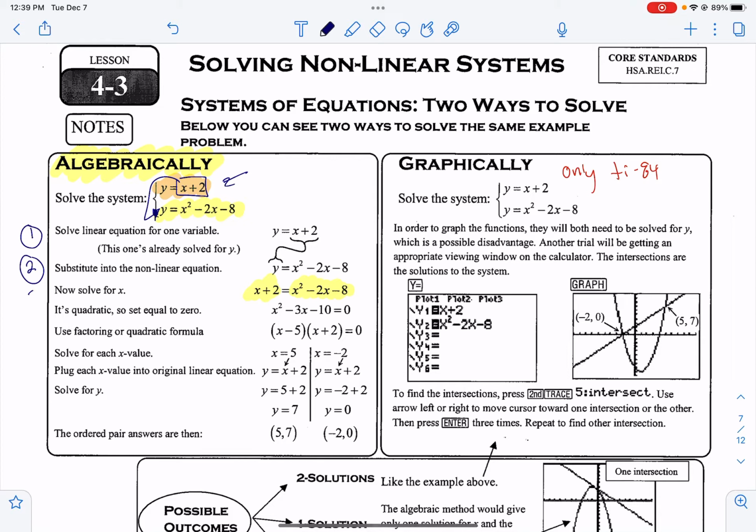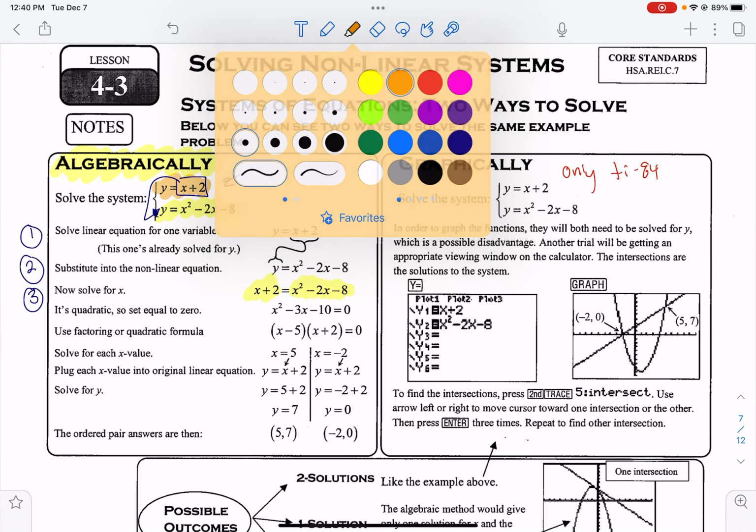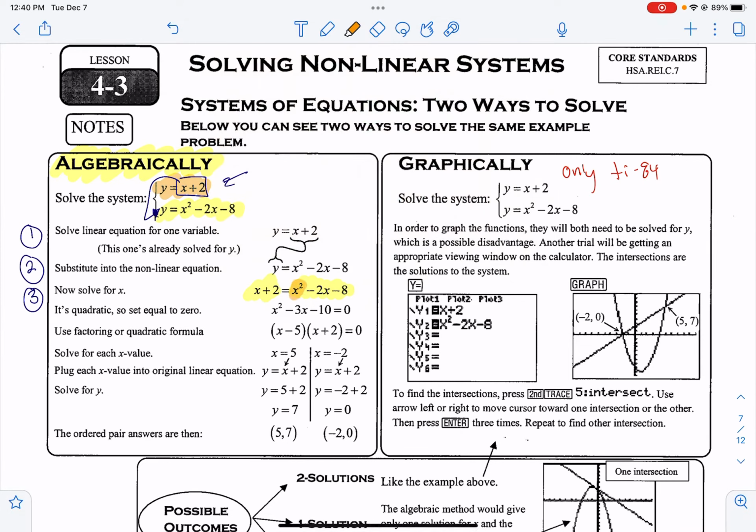Okay, step 3 is to solve for x. My problem is I have an x squared involved, which is going to happen on pretty much every problem in this lesson. You are going to have an x squared. So we have to solve this like a quadratic, which was what we did in Chapter 3. And using quadratics, what we did is we used the quadratic formula and we also factored. That's how we solved for x. In this case, we're probably going to be able to factor this one.